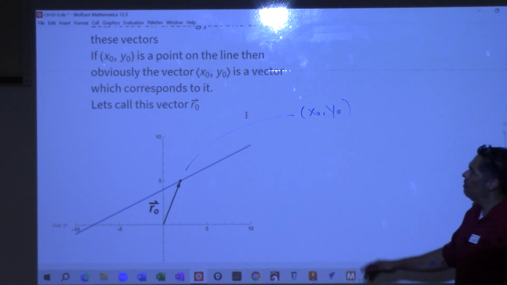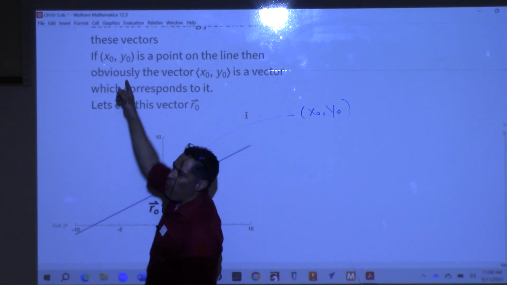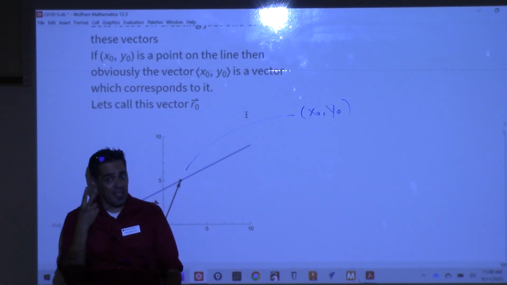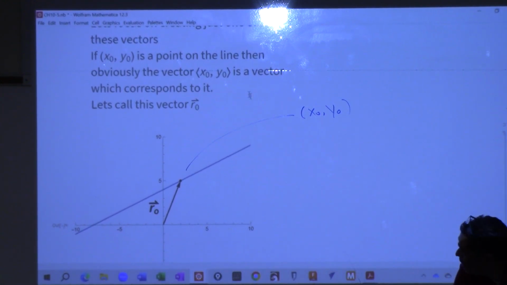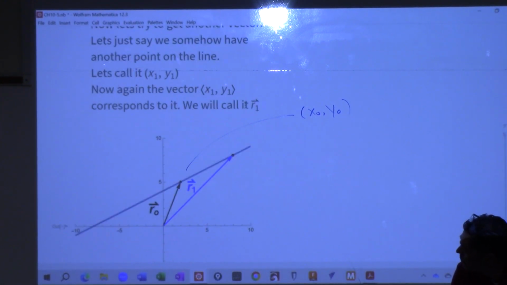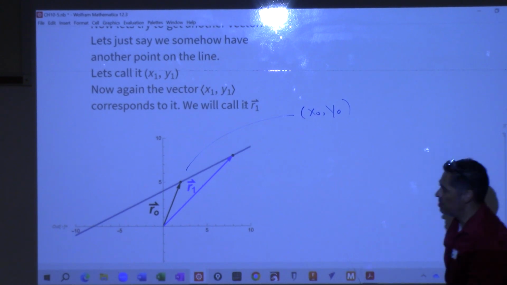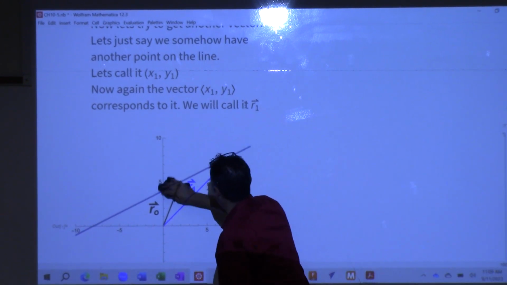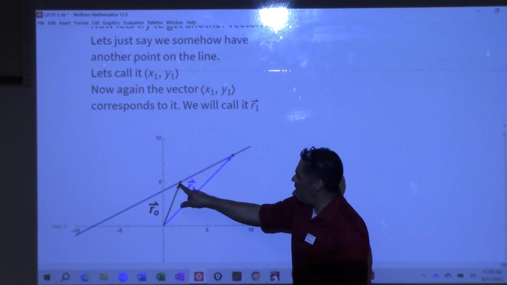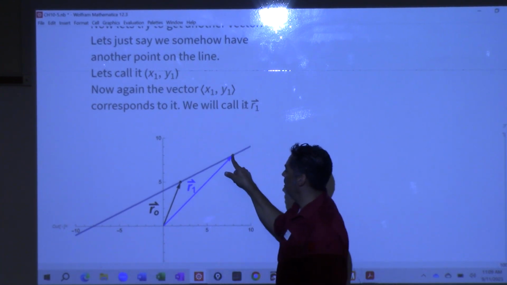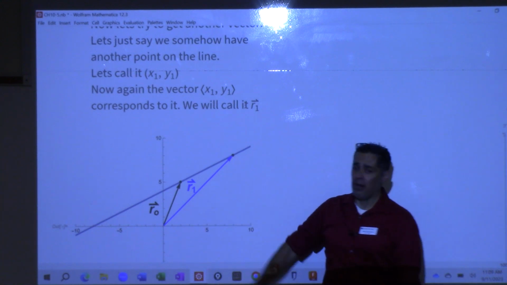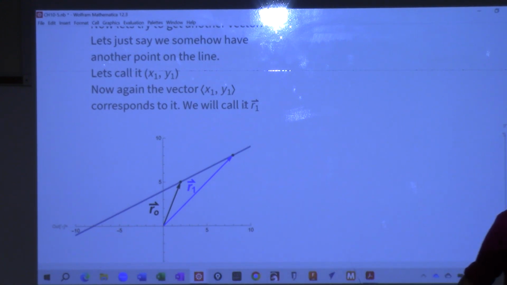All right, but somebody giving me one point is not enough to define a line, right? They have to give me at least two points. So now I need that second point. Someone gives me a second point. Okay, now I've got two points. I've got R naught, with x naught, y naught, and a second point, x1, y1. And I can create a vector that goes from here to there, right? And I'll call that R1. So I've been given two points, and I've created two vectors from those points.